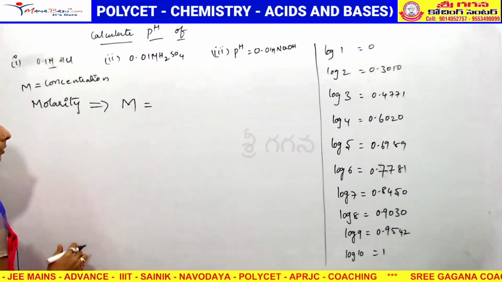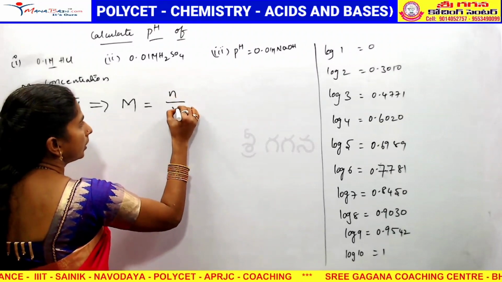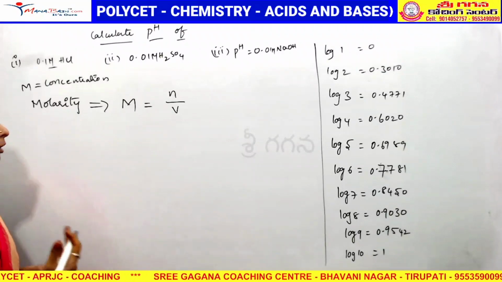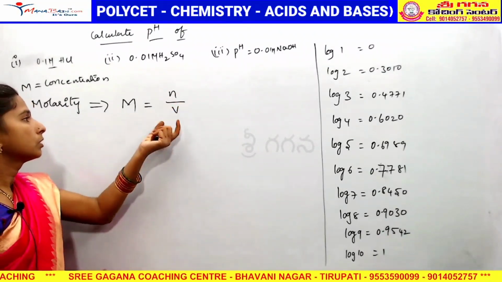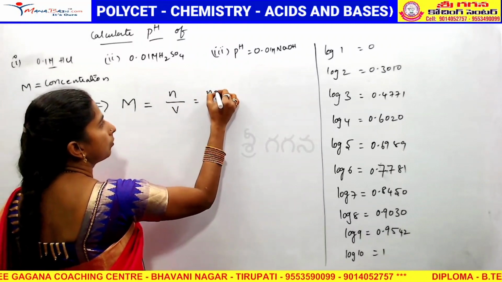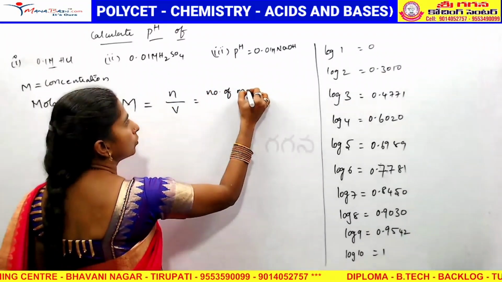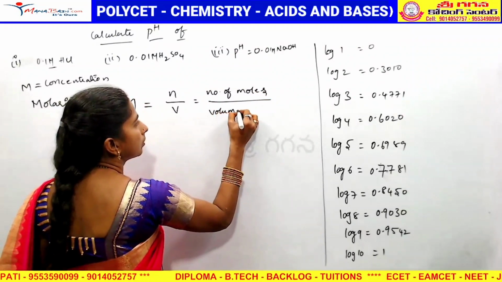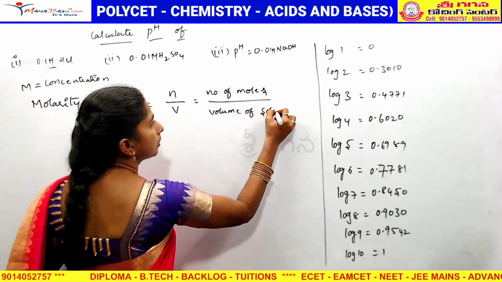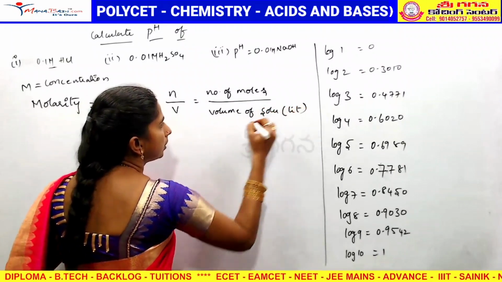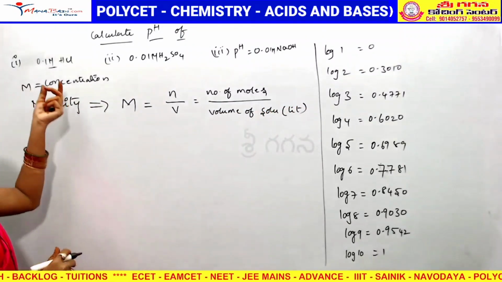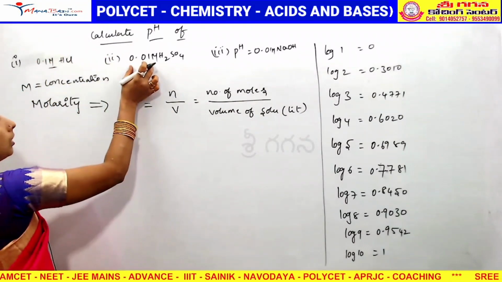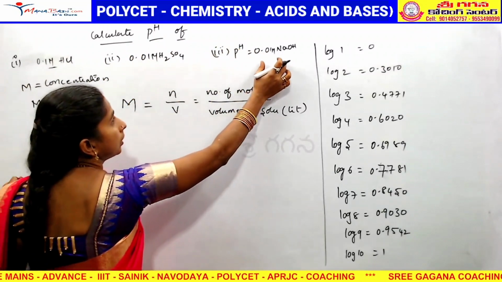The formula of capital M is equal to n by V. Why am I explaining this? Based on this also they asked some problems, so we are going to discuss that too. M is equal to n by V, where n means the number of moles, and V is the volume of solution in liters. That is molarity. So concentration they gave: HCl concentration as 0.1 molar, H2SO4 0.01 and NaOH.